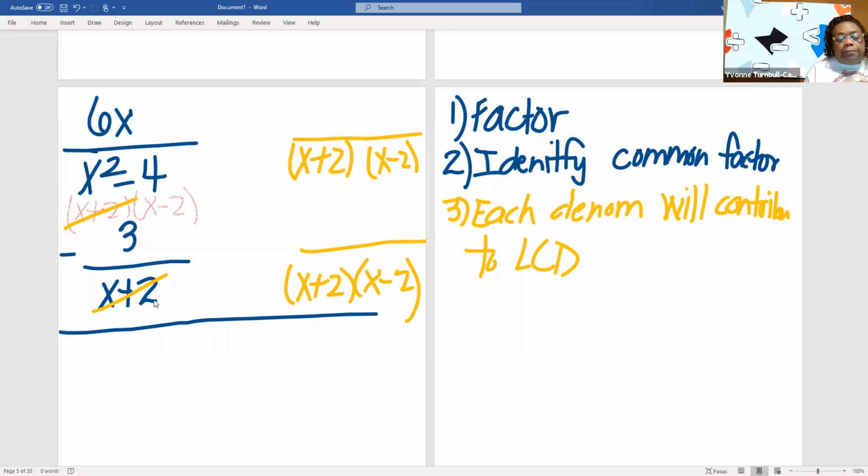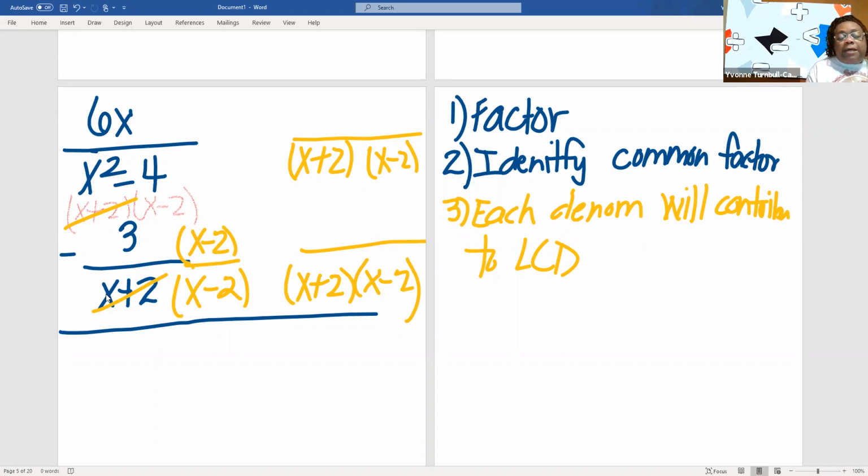Down here, what is in my LCD in yellow that's not over here? What is in my LCD that's not over here? X minus 2. So that's why I need to multiply the top and the bottom line. Now, you're not literally multiplying the bottom because the bottom's already been multiplied. That's how you got an LCD, but you still need to show it. And when you show it, you can see the LCD.